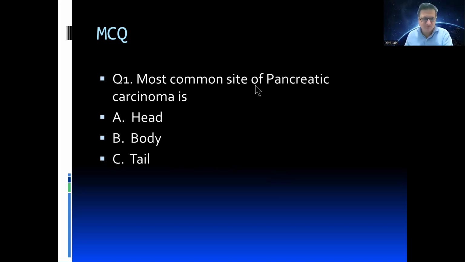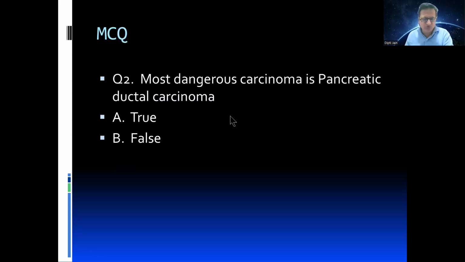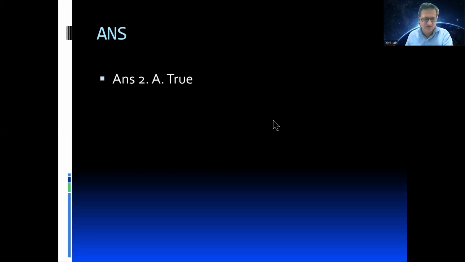Most common site of pancreatic carcinoma is head, body, or tail? So the answer is head. 60 to 70% of pancreatic carcinomas are in the head of the pancreas. Most dangerous carcinoma is pancreatic ductal carcinoma. Is it true or false? So it is true. It is the deadliest cancer.